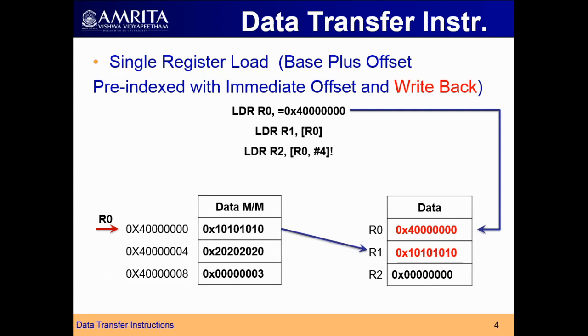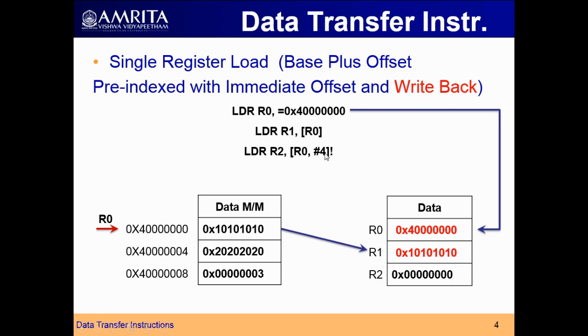In the next instruction, you are seeing LDR R2, [R0, #4]!. What does it mean? The address stored in R0 will be incremented by 4, and the data present in that updated address will be moved on to R2. But here one difference is there. You can see one exclamation mark here. This is used for the write back operation. What do you mean by this write back?